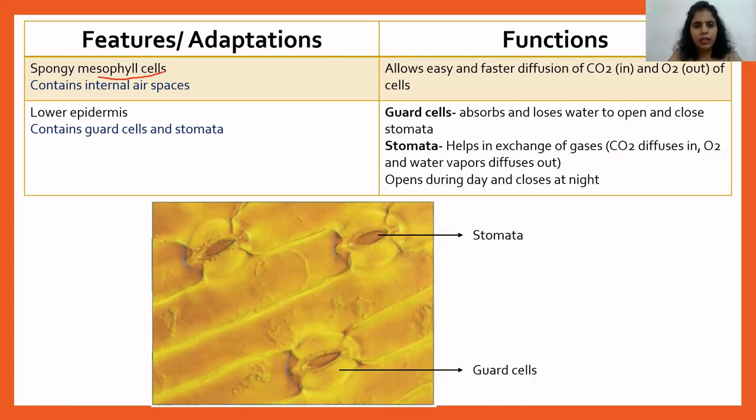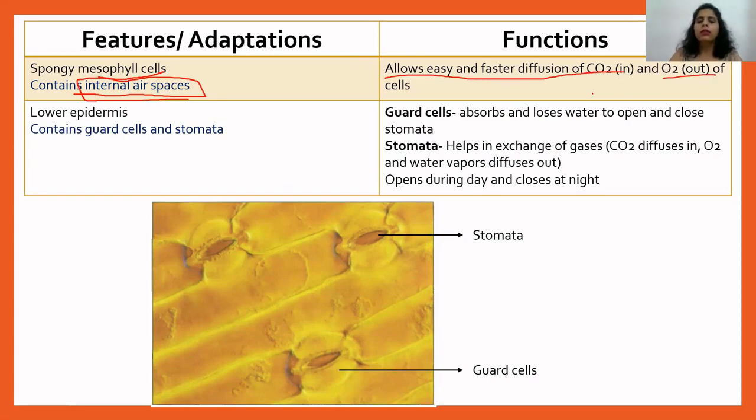But the very important adaptation of spongy mesophyll cells is that they are loosely packed, and hence they have internal air spaces. The function of the presence of these internal air spaces is that it allows easy and faster diffusion of carbon dioxide and oxygen.